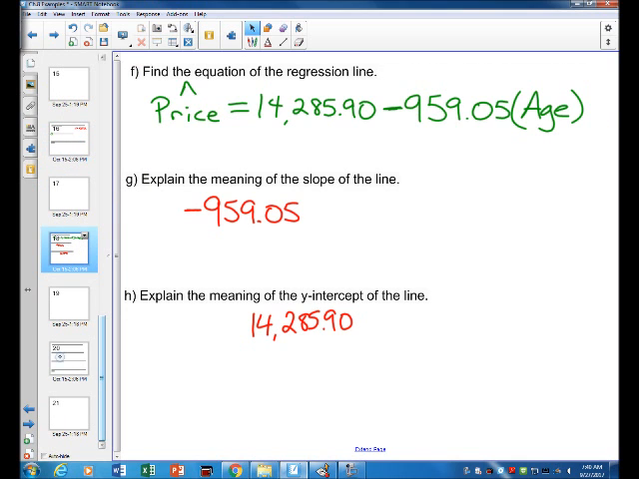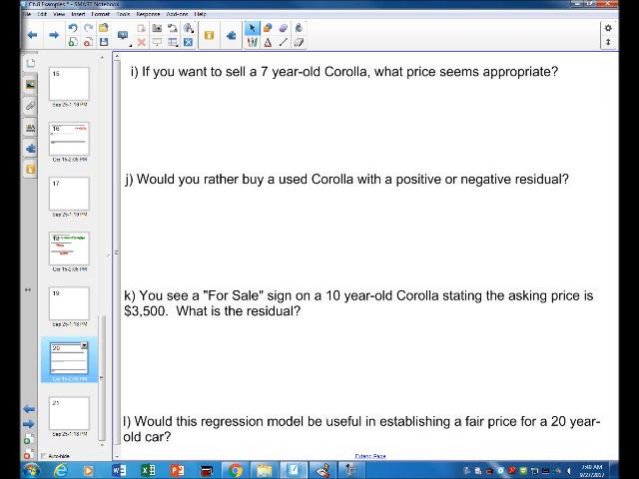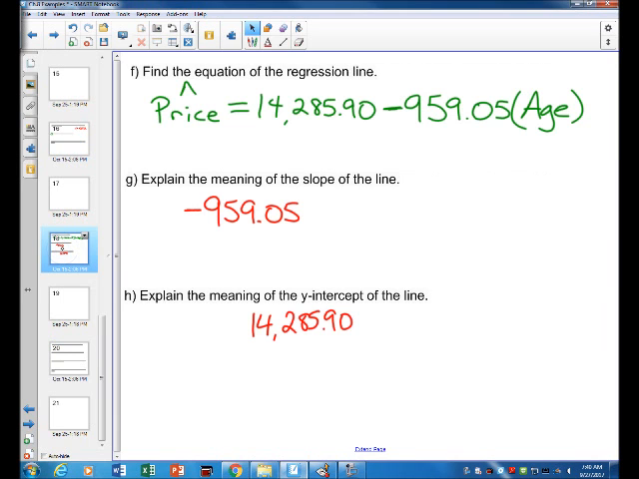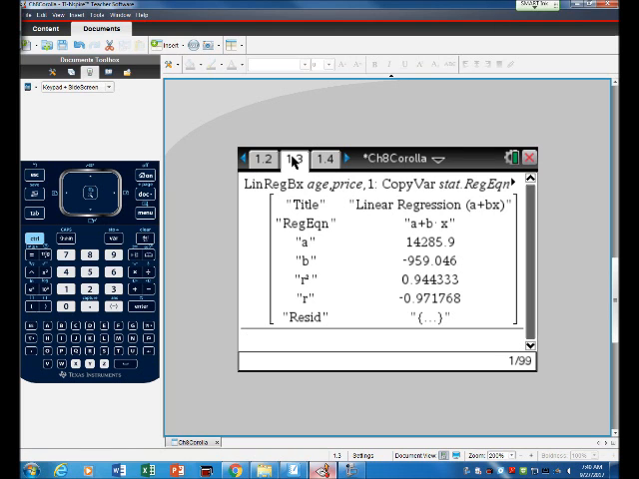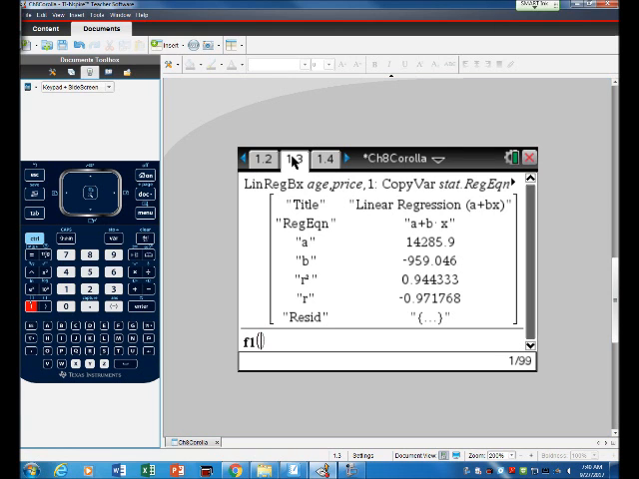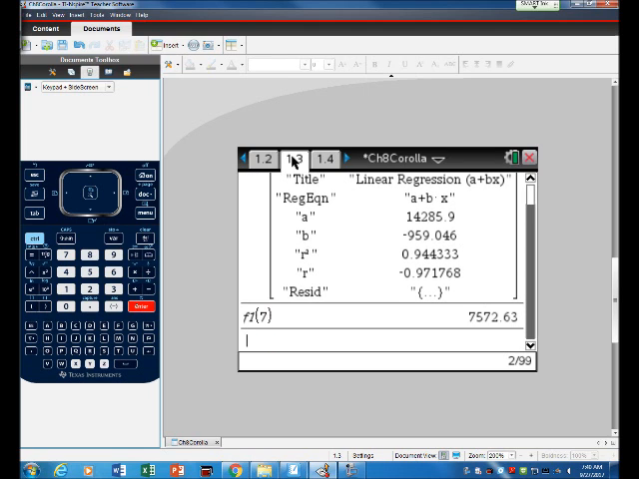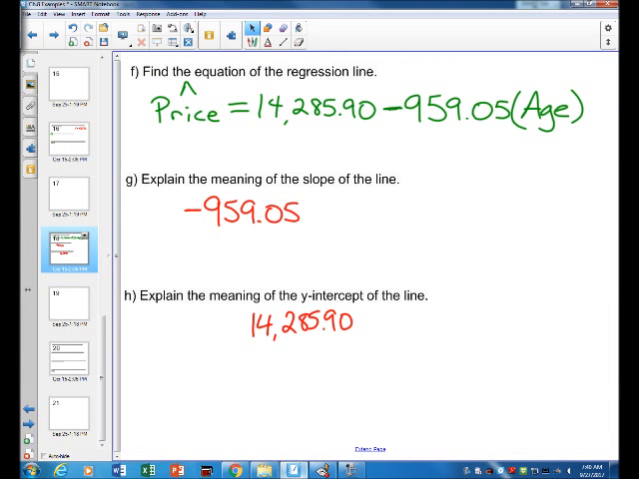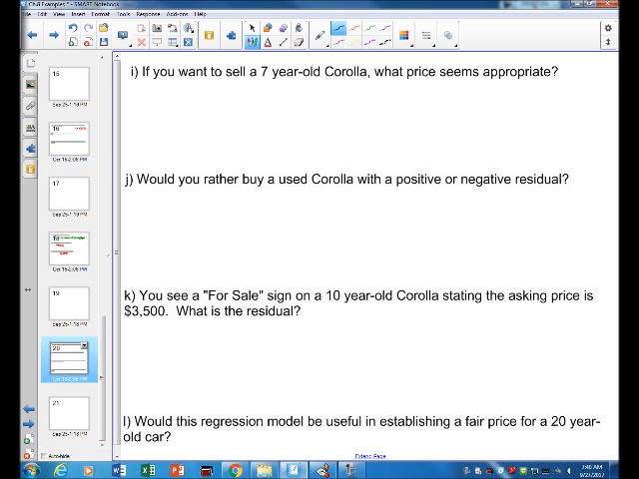Let's see what else they want us to look at. Okay. If you want to sell a 7-year-old Corolla, what price seems appropriate? So we're going to use this model, and you're more than welcome to type in this whole thing times 7 for the age. But again, the whole point of using the calculator is that we don't need to do that. We just type in F1 of 7. And that should give us what we would expect to price this used car at. $7,572.63.